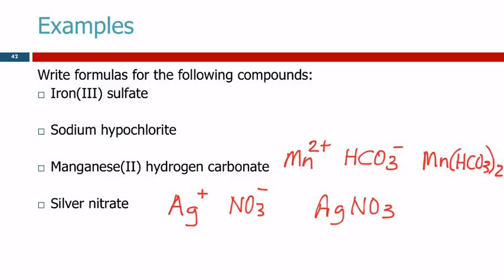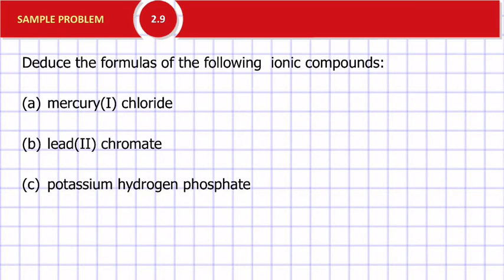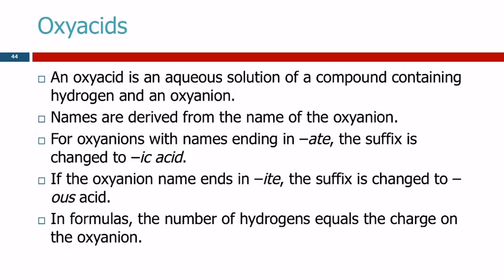Questions? Carbonate does have a 2- charge. Carbonate is CO3, 2-. When I do hydrogen carbonate, I add a hydrogen ion to it. And that's how the charge is reduced. Good question. We're going to get practice with these on a worksheet I'm going to give you.